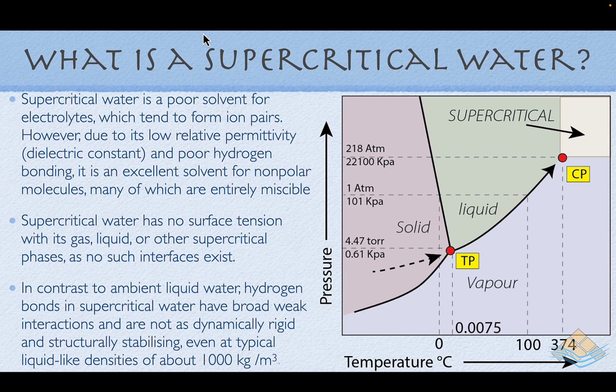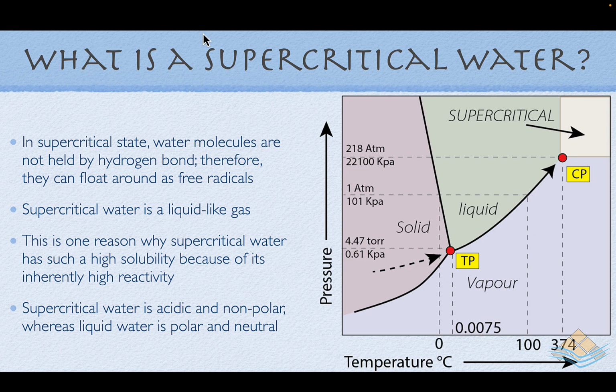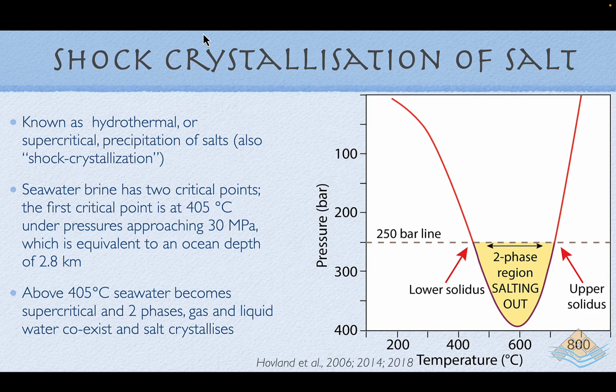Once we obtain that supercritical state, the water molecules are no longer held by the hydrogen bonds, and so they can float about as free radicals. We can think of supercritical water as a liquid-like gas. And this is why supercritical water has such high solubility for non-polar reactants, because of its inherently high reactivity. Supercritical water tends to be acidic and non-polar, whereas liquid water, because of its hydrogen bonds, tends to be polar and neutral.